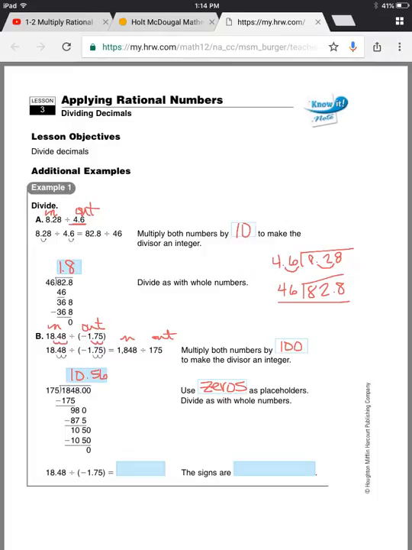So, on this problem, the signs are different. So we cannot just leave it as a positive number, we have to put a negative in front of it. Now if you were going to do it the way I showed you how to do the first part on A, you would put 1.75 outside, and you would put 18.48 inside, and then you know you need to move each of them twice, so you would have 175 going into 1848, and it looks the same as this.